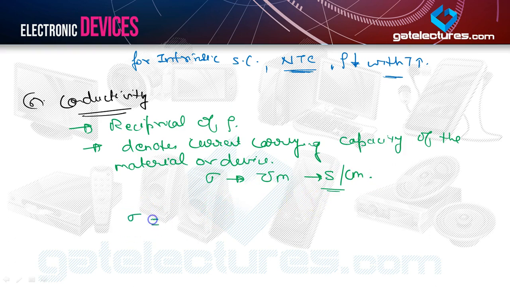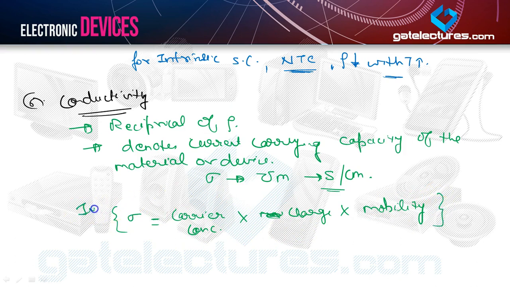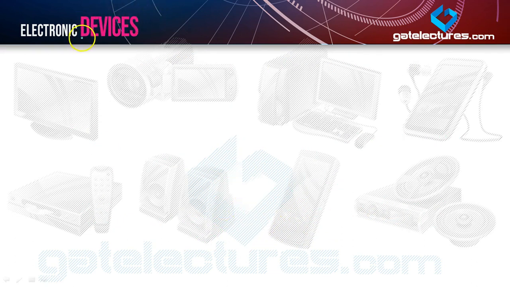Conductivity sigma is defined as carrier concentration times charge times mobility. This is how it is defined, and it is important. Sigma is carrier concentration times the magnitude of the charge times the mobility of the charge carrier. So conductivity variation in a semiconductor may be due to variation in the carrier concentration or variation in the mobility of the charge carriers. So sigma varies with carrier concentration and mobility.